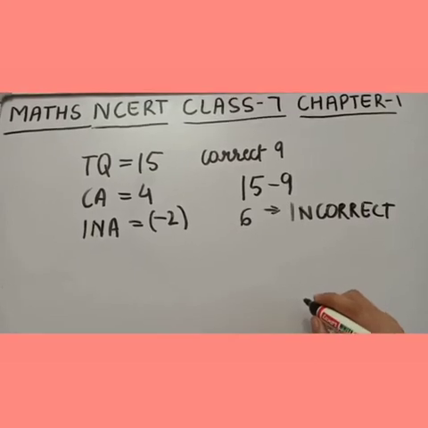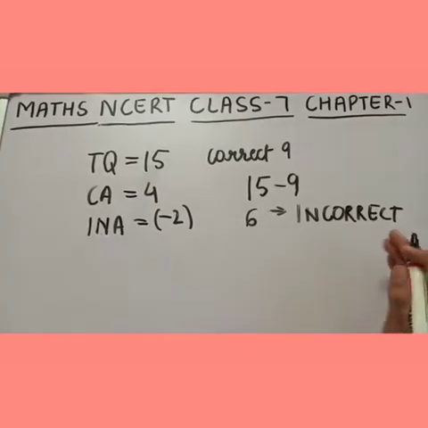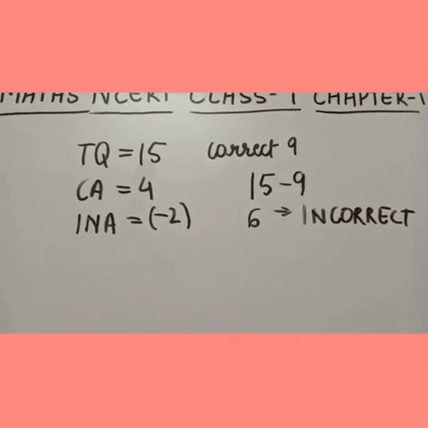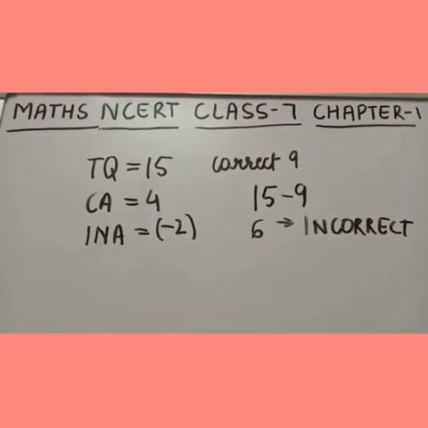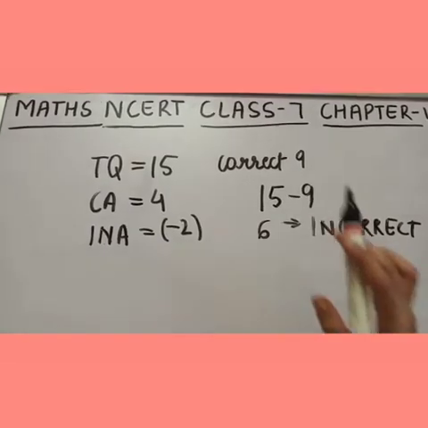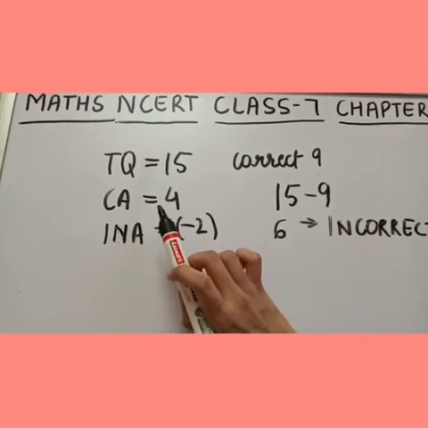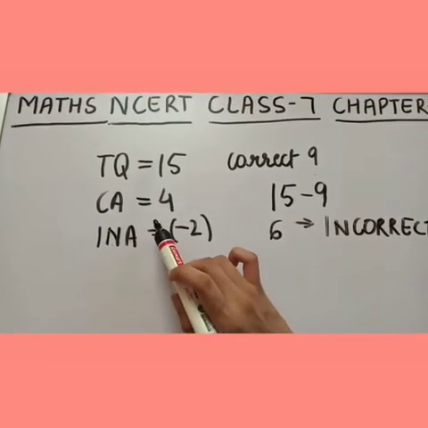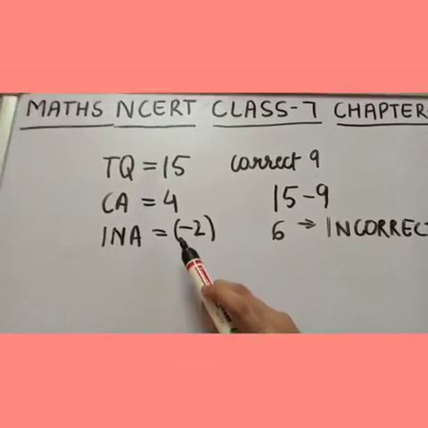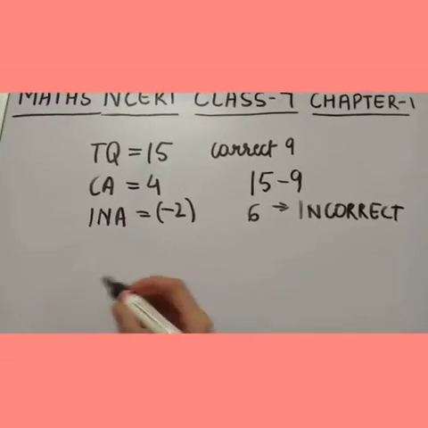Now we have to find how many total marks Gurpreet got. We are not concerned with all these other things, we only have to find the total score of Gurpreet. How will we find it out? We will multiply the number of correct answers with the marks for correct answers, and the number of incorrect answers with the marks given for incorrect answers. So let's multiply.